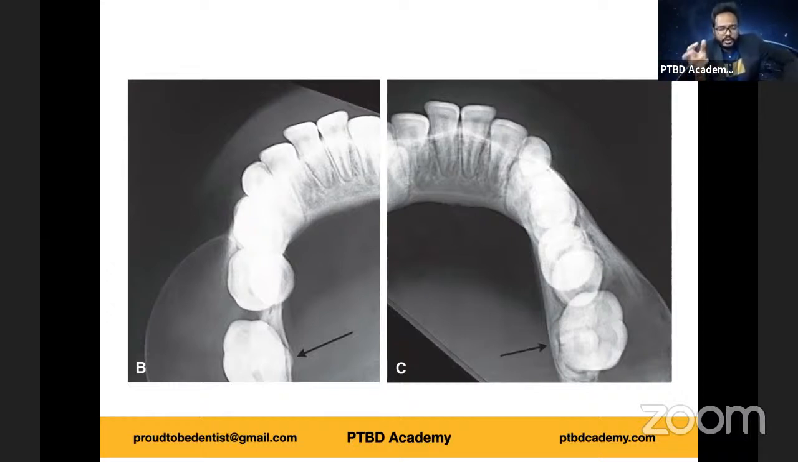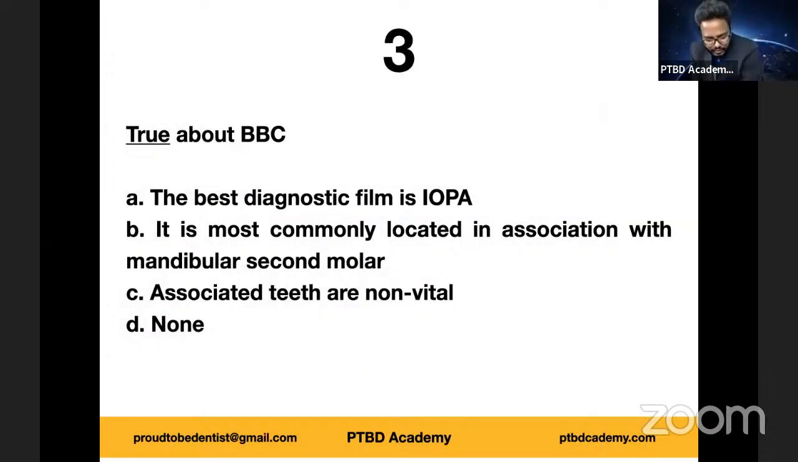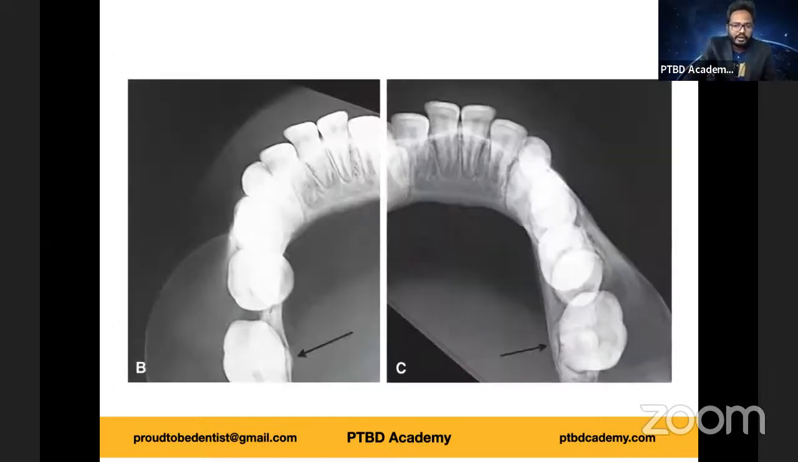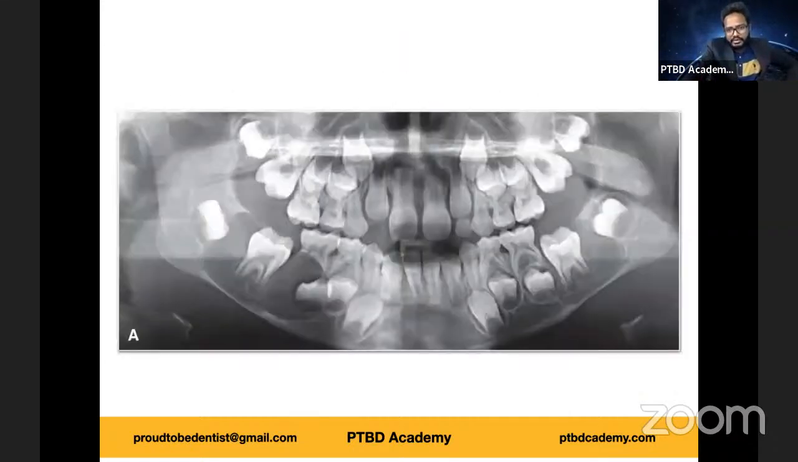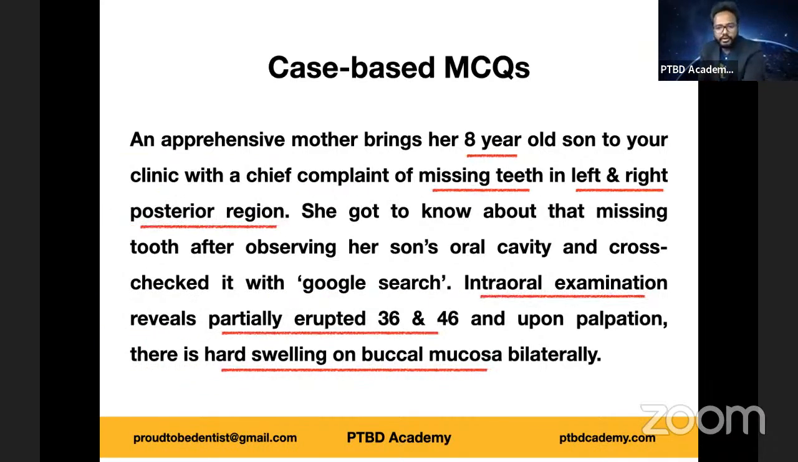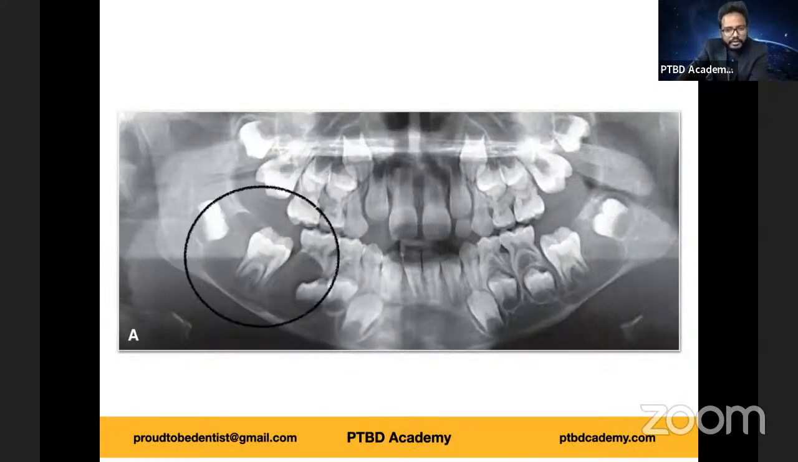Consider this point very, very important. Once you have this radiographic image in your mind, you're never going to forget the most important point associated with buccal bifurcation cyst. Okay, tilting of molars. Now let's move on to the next question. Yeah, that's why we have a hard swelling, as Sidra rightly pointed out. That was the basis on which we incorporated that keyword in this context. So the last line: upon palpation, there is a hard swelling on the buccal mucosa bilaterally, because buccal bifurcation cyst usually occurs bilaterally. Okay, I'm glad you highlighted that point, Sidra.